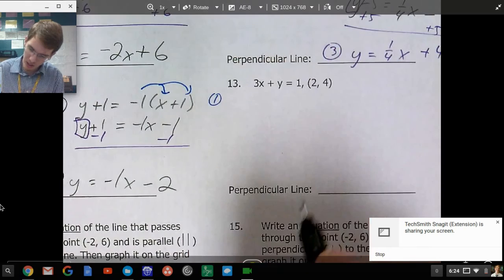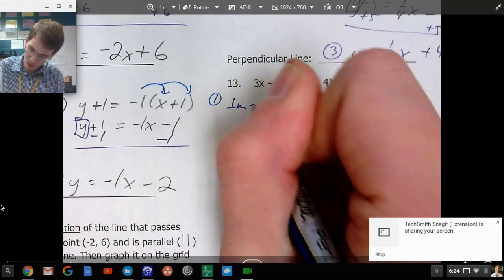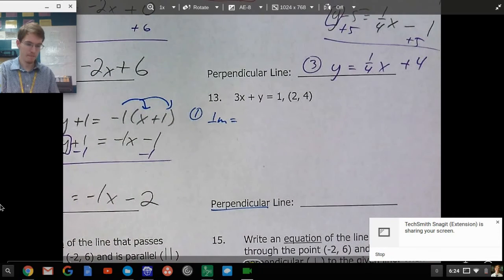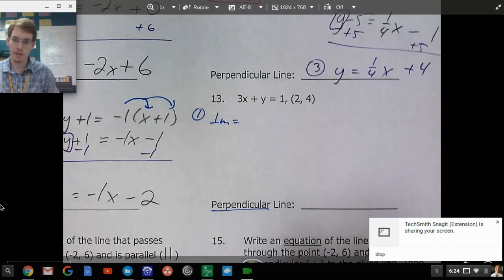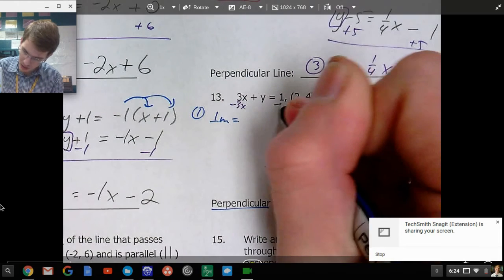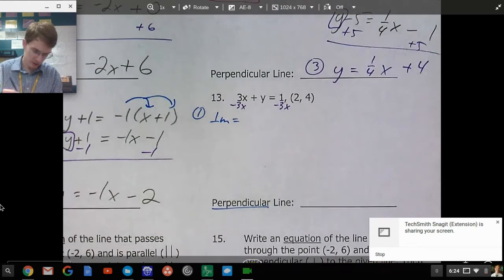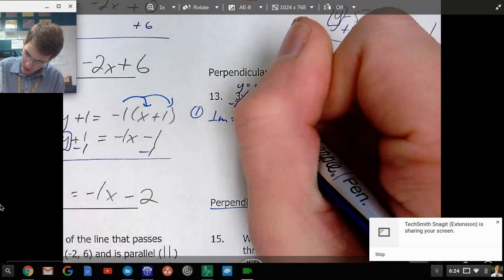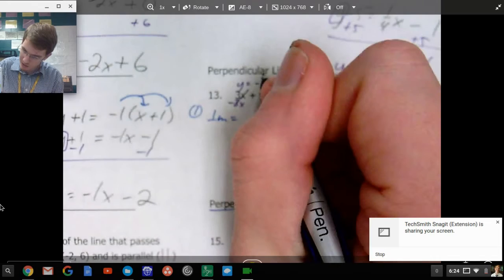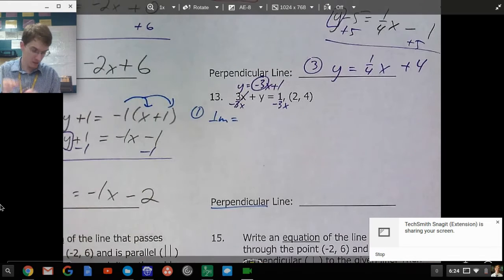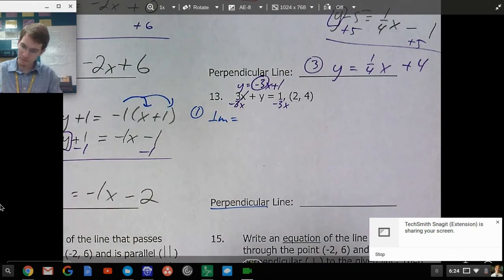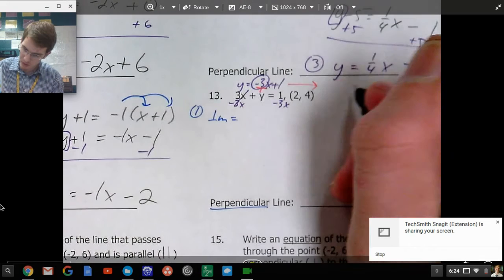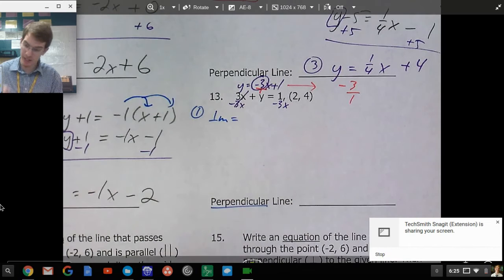Step 1, I want to find the perpendicular slope. If I find the slope of this line right here, I need to subtract 3x. So my equation of that line is y equals -3x plus 1. So that slope is -3. I'm going to write that as a fraction real quick: -3 over 1. That's the slope.